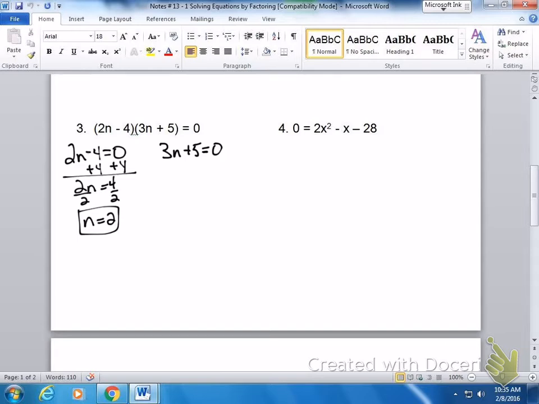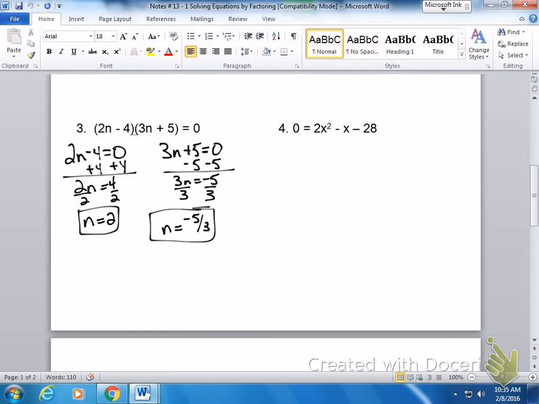Now we just solve the other one. I subtract 5 from both sides, and I get 3n equals negative 5. And then I divide by 3. So my other solution is negative 5 over 3. So that's all there is to it. Now, some of them will be factored like those. Other ones we're going to have to factor ourselves.